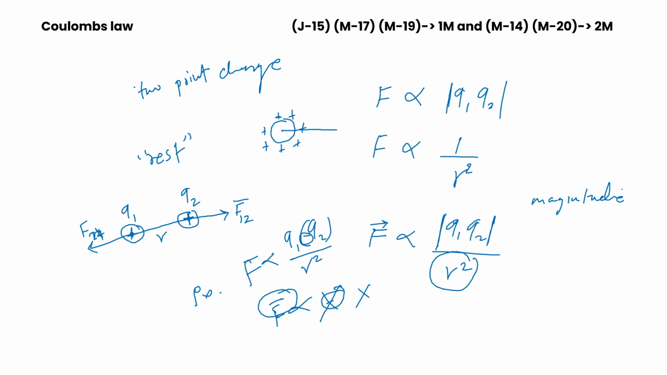F21, that is the second force. Now, the force is acting along the line joining. So the force is not in this direction, nor in this direction, nor in this direction. It is only on the line joining the two charges. So there are a few points you need to remember about this force when the law is explained.